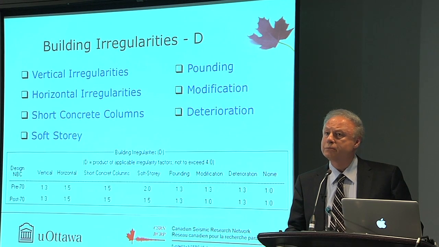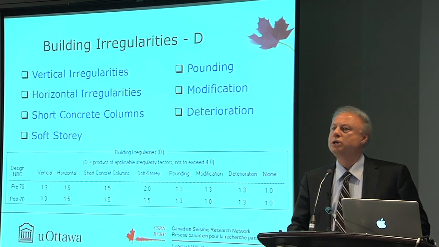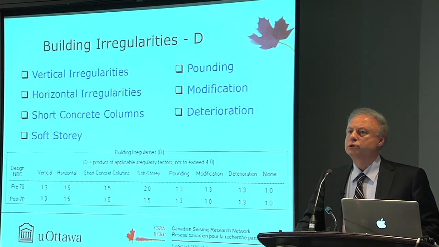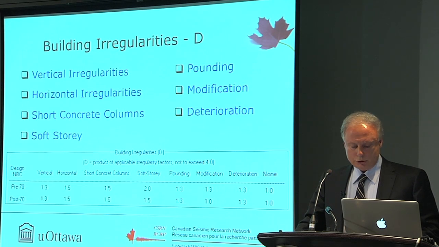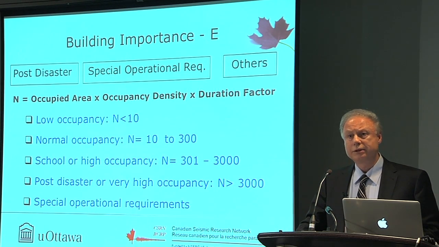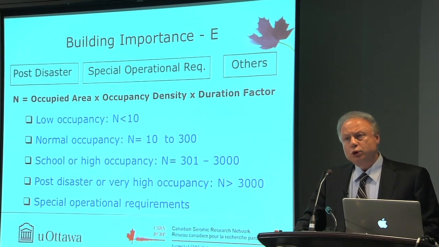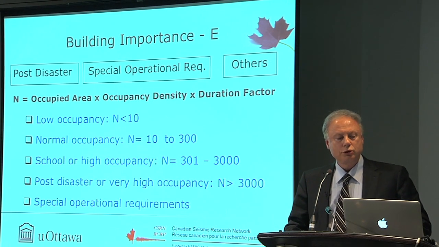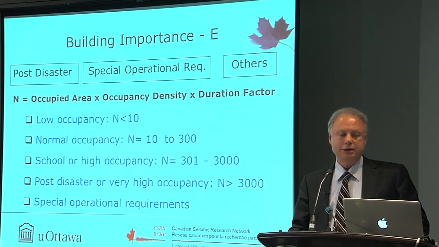And in our climate, deterioration comes into the picture. Corrosion of reinforcement certainly does reduce strength and even ductility of that element. Exposure is introduced through building importance factor E.